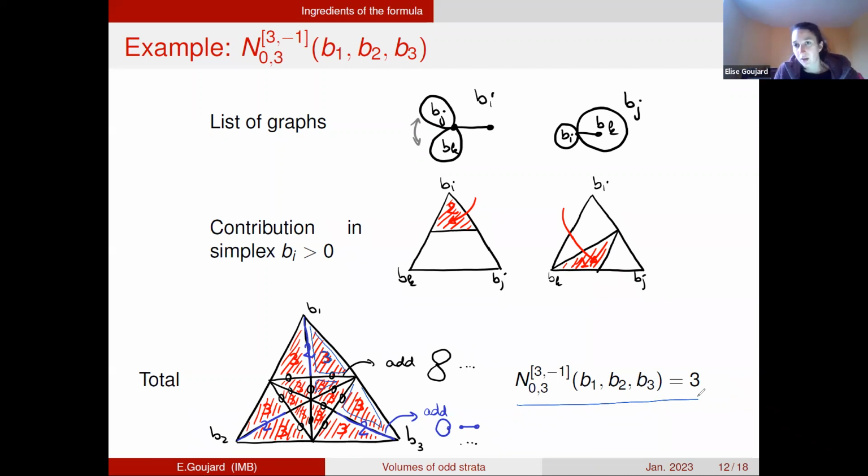I did this example to show you that the number of integer matrices on this graph is almost everywhere 3, but there are some walls where it's not 3. Okay. And actually, when you want to replace everything by 3 here, what you add on the walls is a count of integer matrices on some degenerated ribbon graphs.